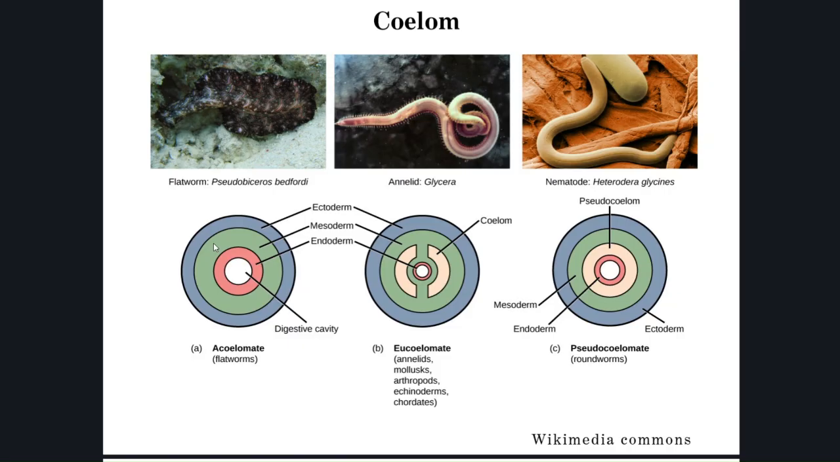This layer, if it is surrounded by both mesoderm and endoderm, in that case we call the term pseudocoelom. If it is entirely surrounded by just mesoderm, we call it a true coelom, or a eucoelomate animal.